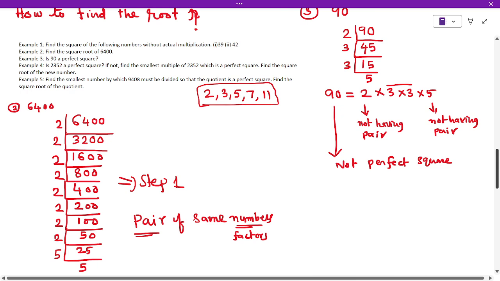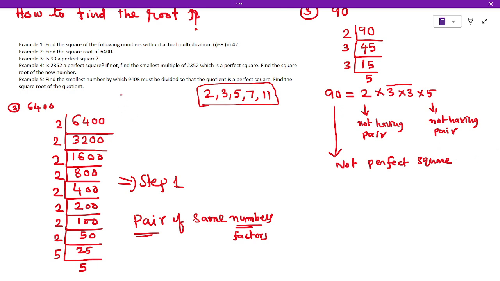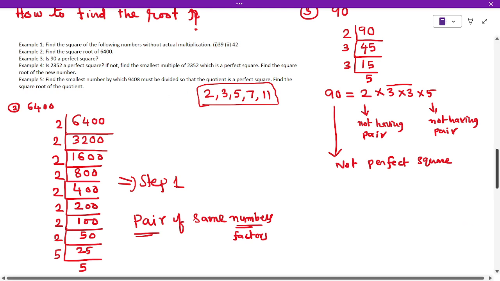Okay, so we have one more question left. Let us solve this question also. What is the question? Find the smallest number by which 9408 must be divided so that the quotient is a perfect square. Find the square root of that quotient. So let us take the number 9408.